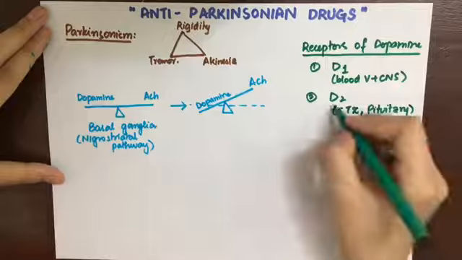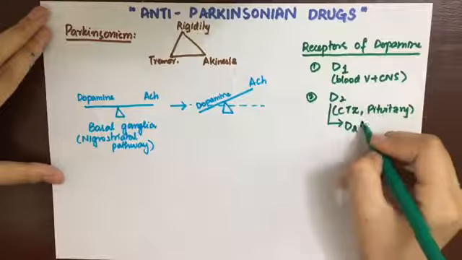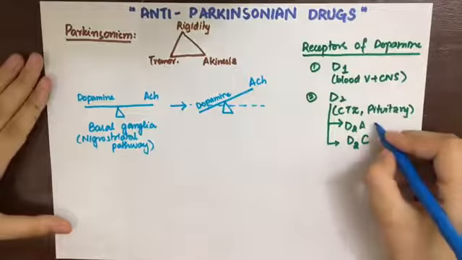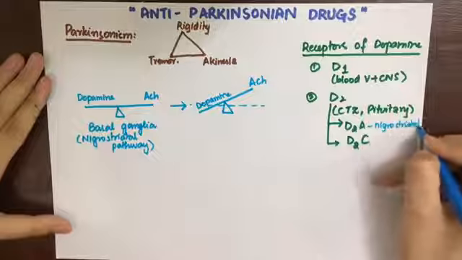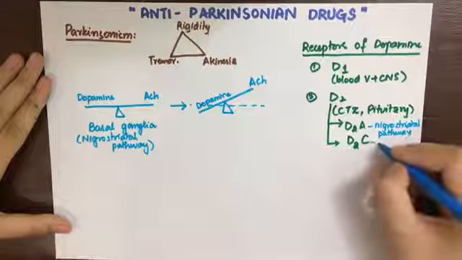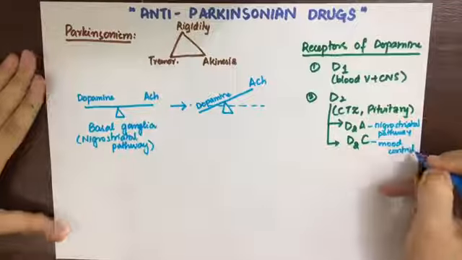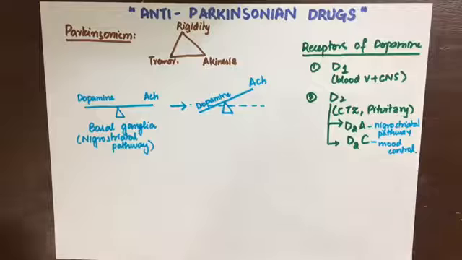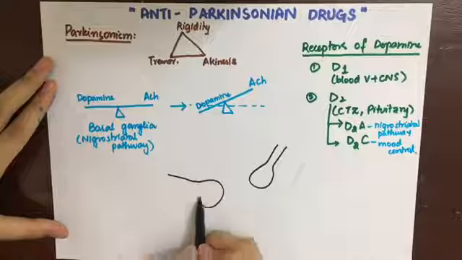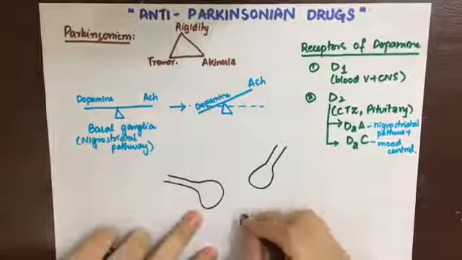Let's see the two types of dopamine receptors, D1 and D2. D1 is Gs coupled and D2 is Gi coupled. D1 is present in blood vessels and CNS, while D2 is in the chemotrigger zone, pituitary, and specifically D2A is present in the nigrostriatal pathway, while the D2C is present in the mesolimbic pathway.